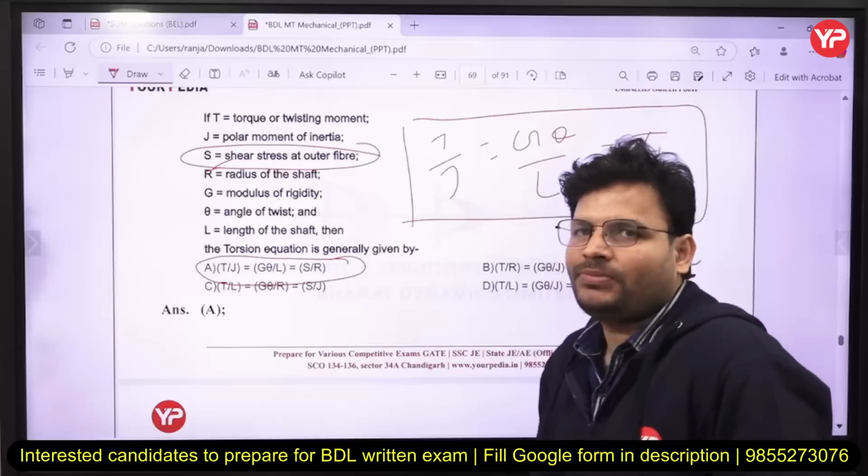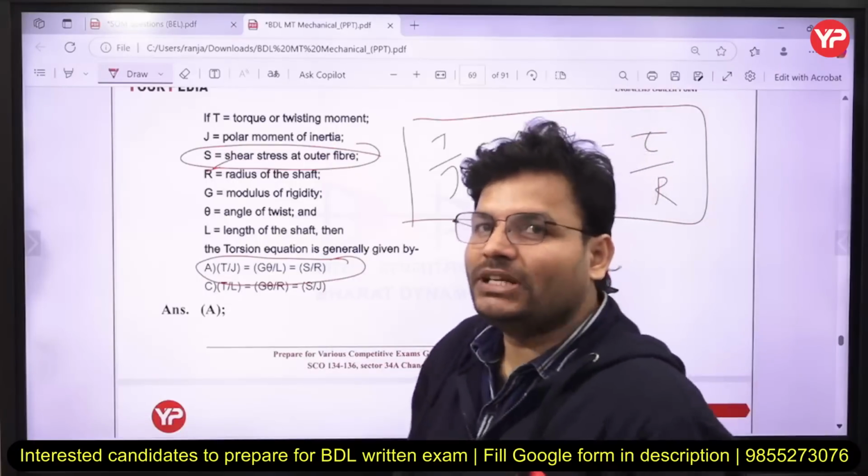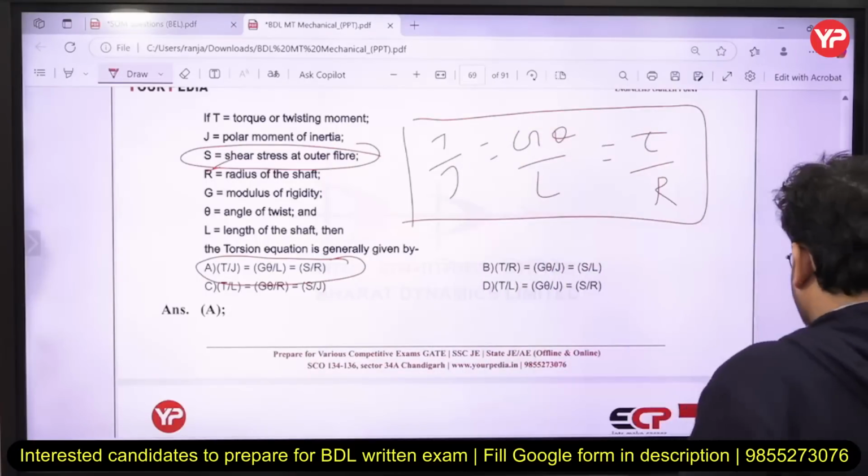Has anyone remembered the bending equation? Please write down the bending equation in the comments.